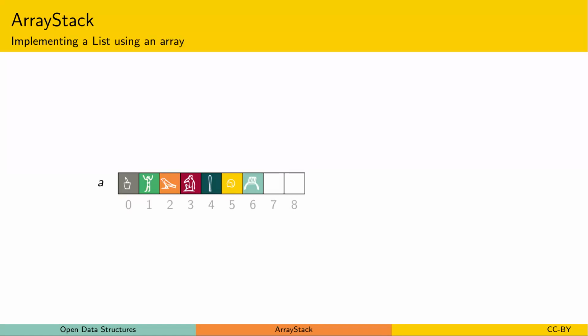An array stack implements the list interface using an array A. The ith list item is stored at array index i. A counter, n, keeps track of the number of elements in the array stack. Usually, the length of A is not exactly n. The array has room for some additional elements.